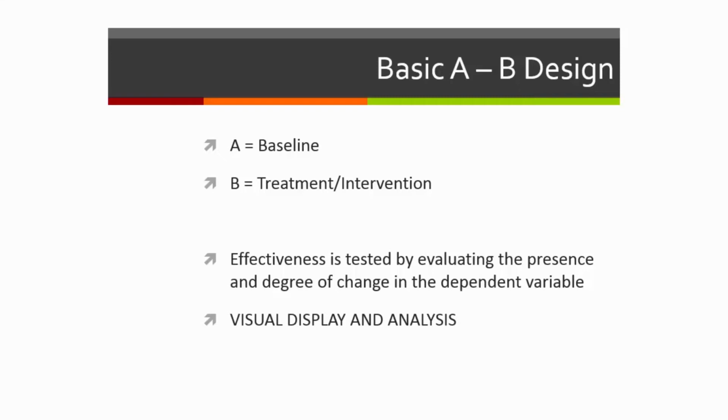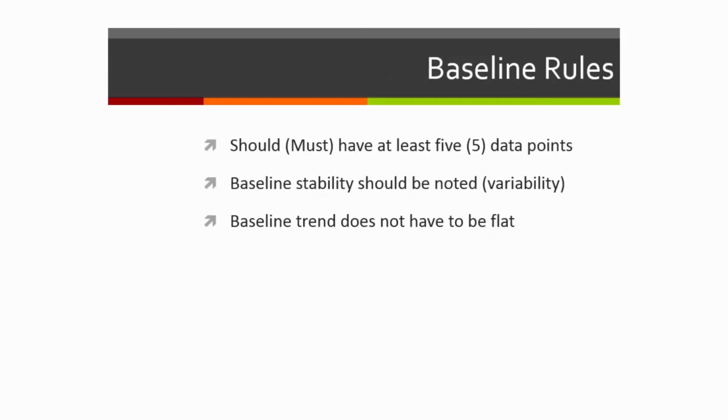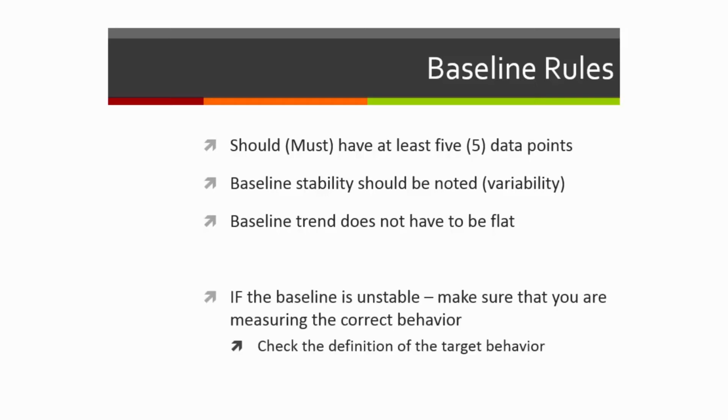So basically, you get a visual display. You get a change in the slope, the trend of that line. And so from a baseline rule standpoint, you need to have about 5 data points. There should be some stability noted. The trend doesn't have to be flat. That baseline doesn't have to be flat, but it needs to be consistent.